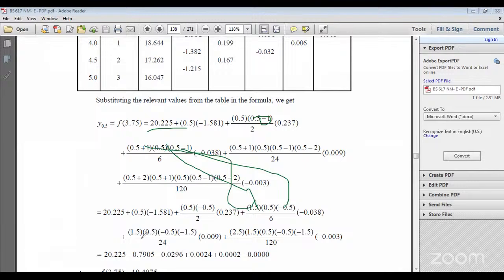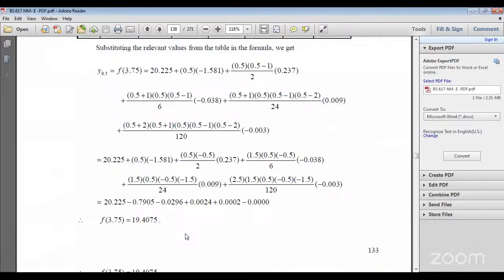Then 0.5 plus 1.5, 0.5 minus 0.5, minus 1.5 into the fourth difference 0.009. This is 2 plus 0.5, 1.5, then 1 minus 0.5, 0.5. This is minus 1.5 by 120. Multiplying all these values here, we get 20.225 minus 0.705 and so on, which gives 0.046.